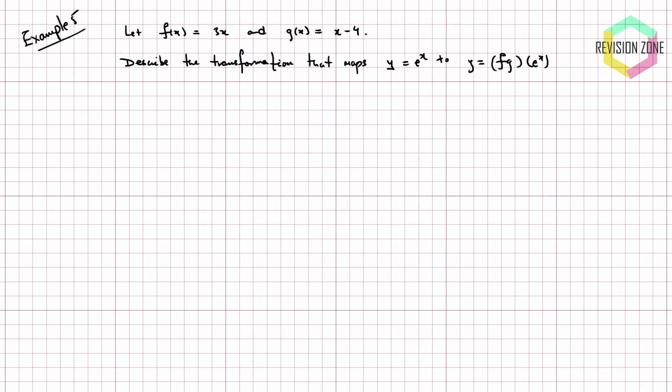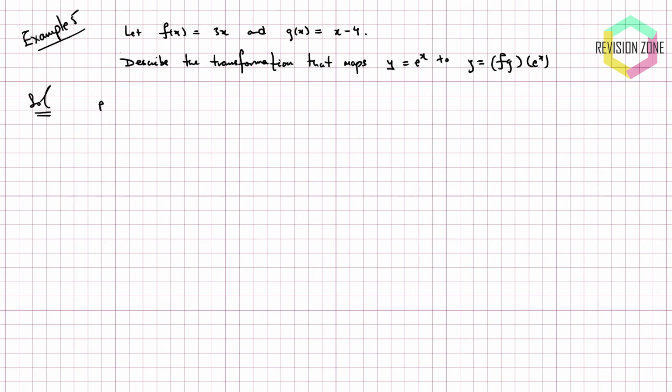Example 5: we're given two functions and we're asked to describe the transformation that will happen if a third function was composed with the first two functions that were given. So this is a very interesting example. Let's see what the solution is going to look like. We want to first figure out what this function is going to be. This is clearly a composite function because we have an f and g there, but actually this is a triple composite function because e to the x itself is a function. So let's see what this looks like.